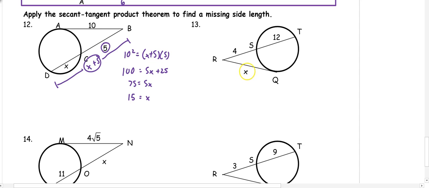In number 13, our tangent is x, so we're going to say x squared equals, the entire length of the secant is 16 because 4 plus 12 is 16, and the outside is 4. So we have 16 times 4, which gets us x squared equals 64. To get x, we'll take the square root and get that x is 8.